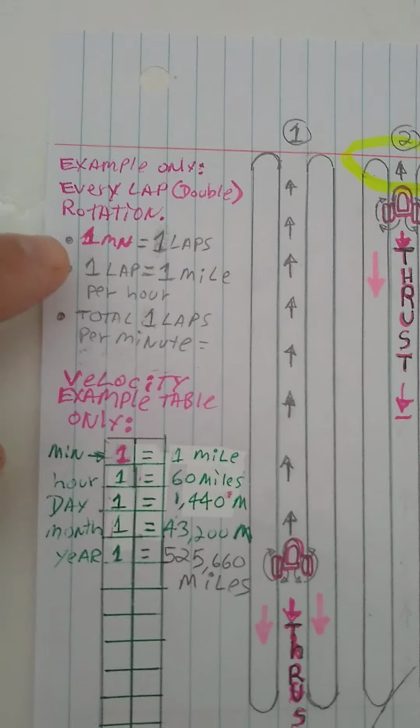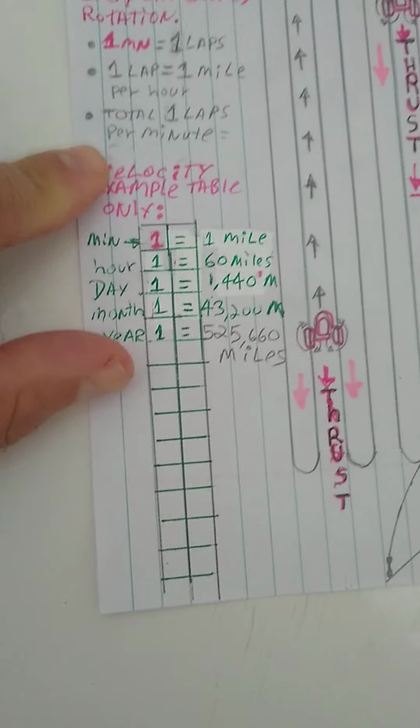Example only. Every lap, I wrote this wrong. For every lap rotation, let's say one lap takes 1 minute. So every one lap equals 1 mile per hour. So basically, if it goes more than one lap, it's going to be more than 1 mile. For example, let's say you make one lap in 1 mile. Yeah, so one mile for one lap.